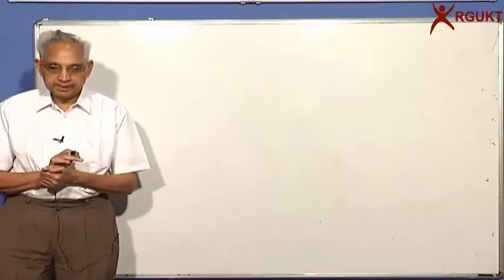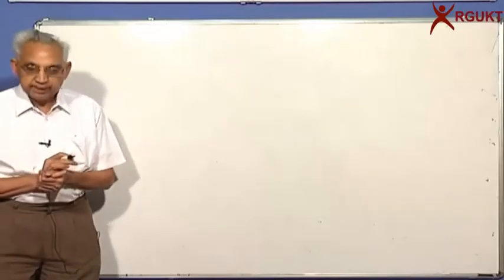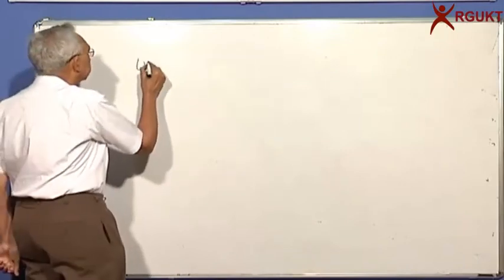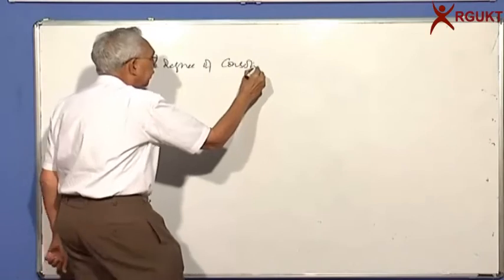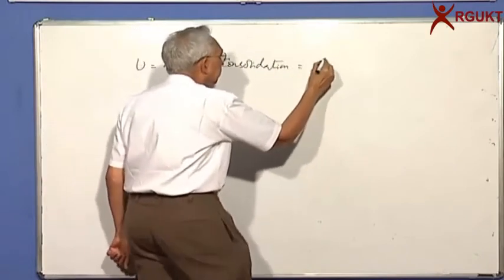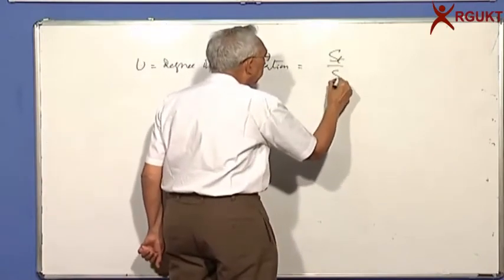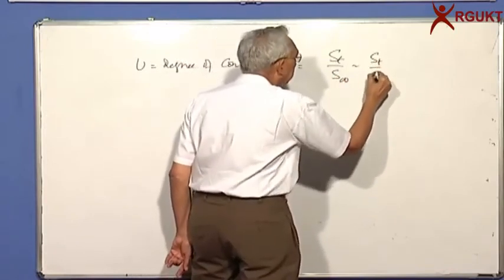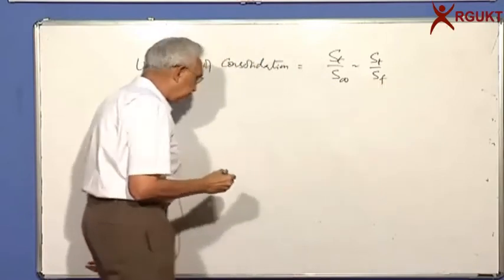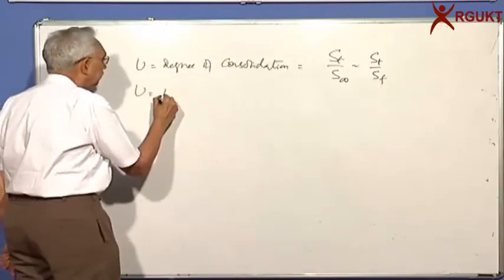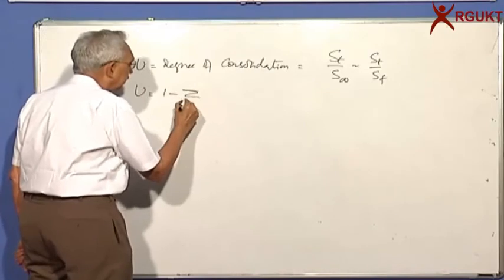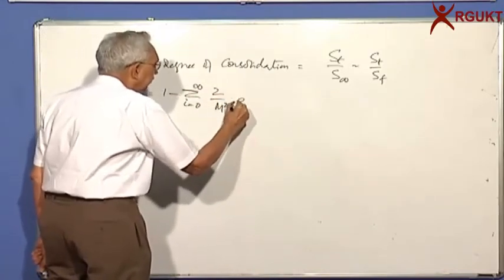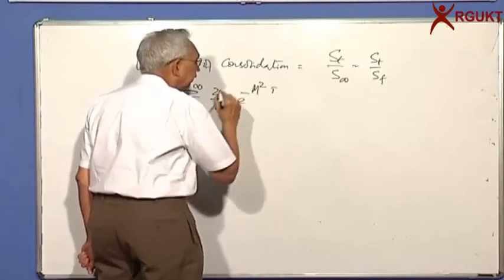Welcome to lecture 22. In the last lecture, we derived an expression for U, the degree of consolidation. Please remember the definition: U is equal to settlement at any time divided by settlement at infinite time, or we can say St by S final. And the solution is U equal to 1 minus the sum over m from 0 to infinity of 2 by m square e to the power of minus m square T.